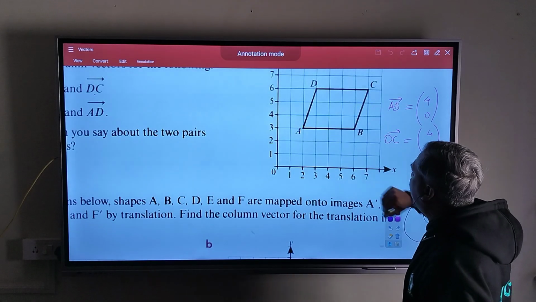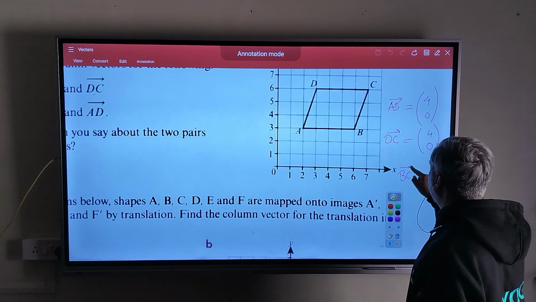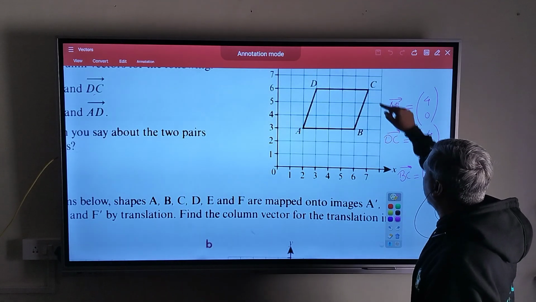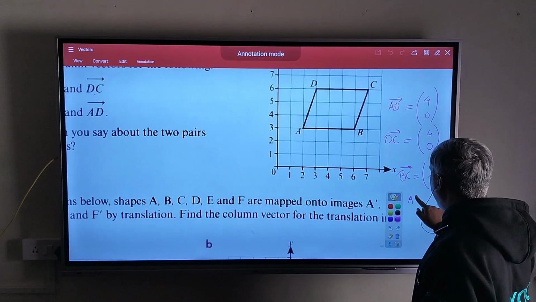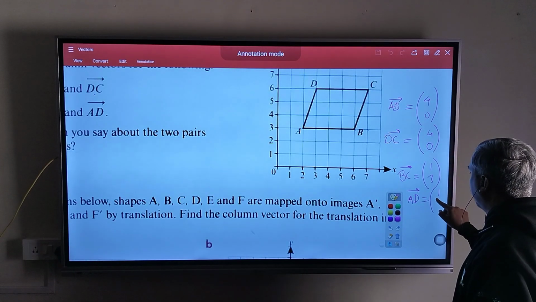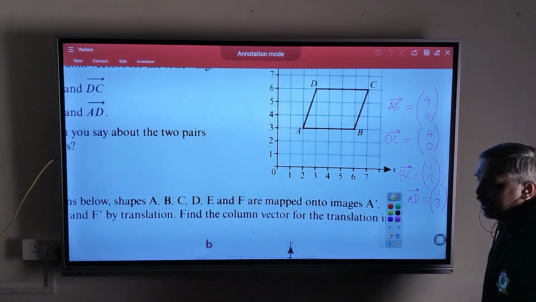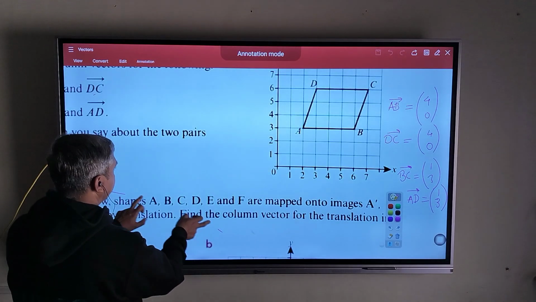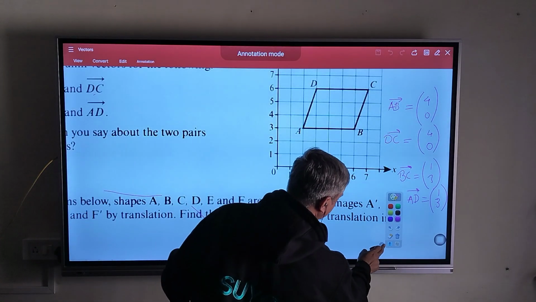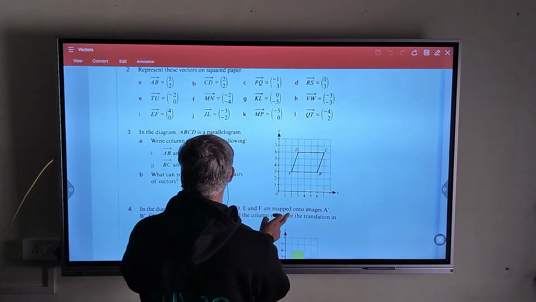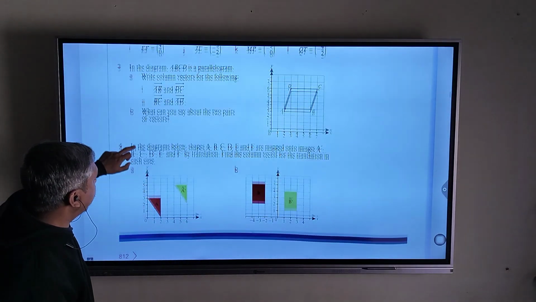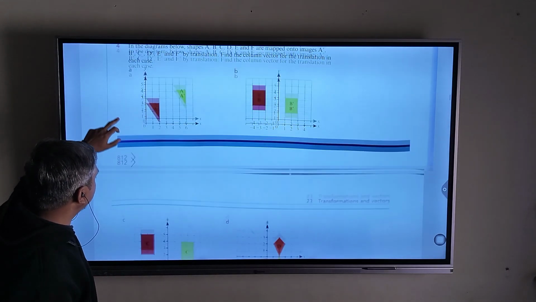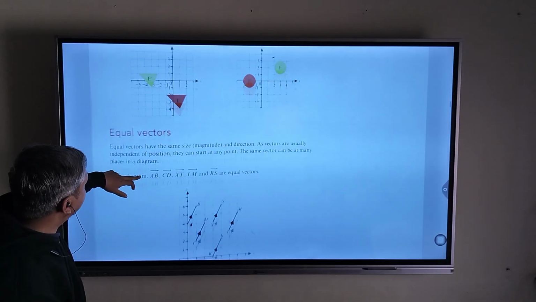Now BC bar and AD bar. This is 1. And AD bar will also be equal to (1, 3). You can check that. Find a column vector which is showing the transformation. We can do that. There is nothing great about it.